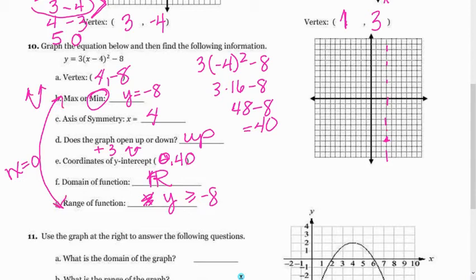Now I need to plot one more point. And since 0, 40 doesn't seem to work, I'm going to try 3. So x equals 3. Because then I get 3 times negative 1 squared minus 8. That's 3 minus 8 equals negative 5. So if I plug in 3, I get negative 5. And then I know that I can just plot the point across from it because we have an axis of symmetry. I know this one's going to be a real tall, skinny one because the y-intercept is 40.